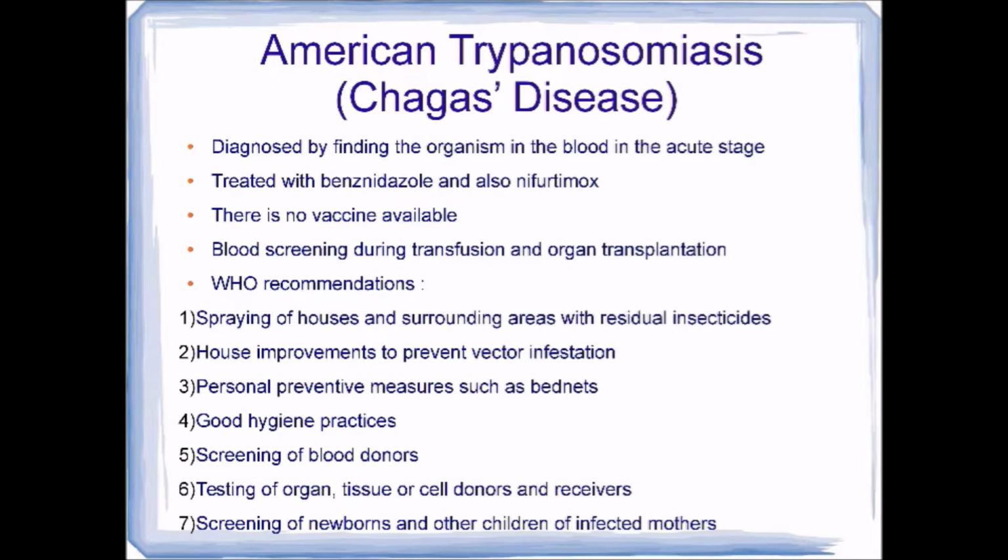Depending on the geographical area, WHO recommends the following approaches to prevention and control: the spraying of houses and surrounding areas with residual insecticides, house improvements to prevent vector infestation, personal preventive measures such as nets, good hygiene practices in food preparation, transportation, storage and consumption, screening of blood donors, testing of organ, tissue or cell donors and receivers, and screening of newborns and other children of infected mothers, to provide early diagnosis and treatment.